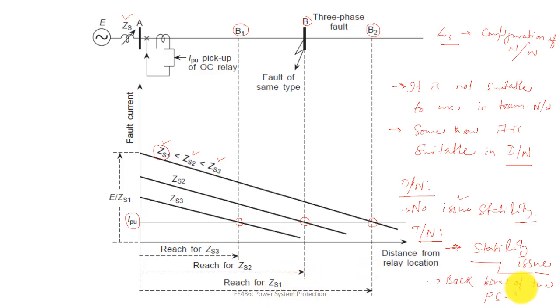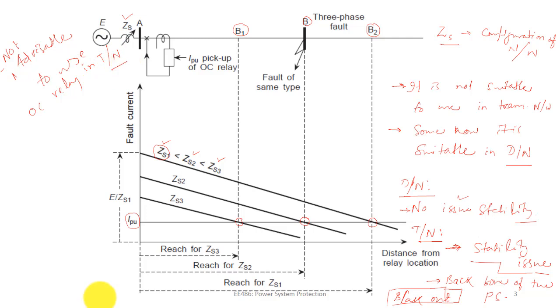And if something happens, it in fact causes a cascading effect. Because of that, there is a chance of blackout in the system. So in order to avoid this blackout, it is not advisable to use this overcurrent relay in transmission network, right? So therefore it is not advisable.